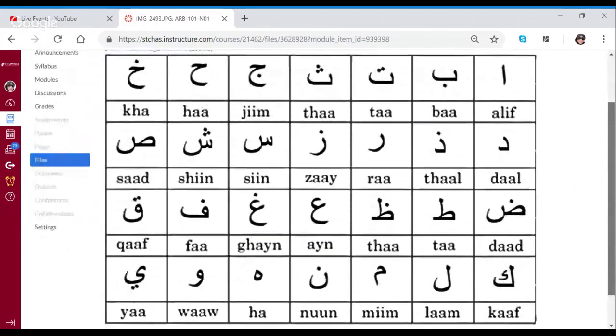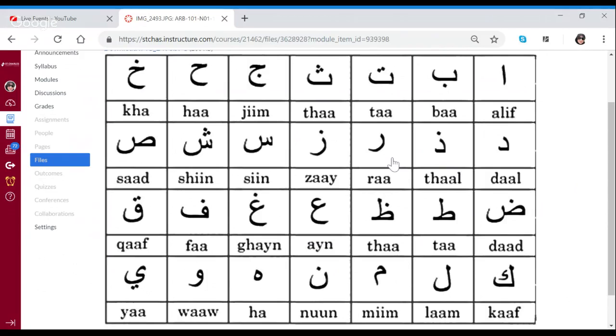Okay, I'm going to say the letter, and I just want you to repeat it after me. Aleph, Aleph. Ba, Ba. Ta, Ta. Tha, Tha. Jim, Jim. Ha, Ha. Kha, Kha. Dal, Dal. Thal, Thal.